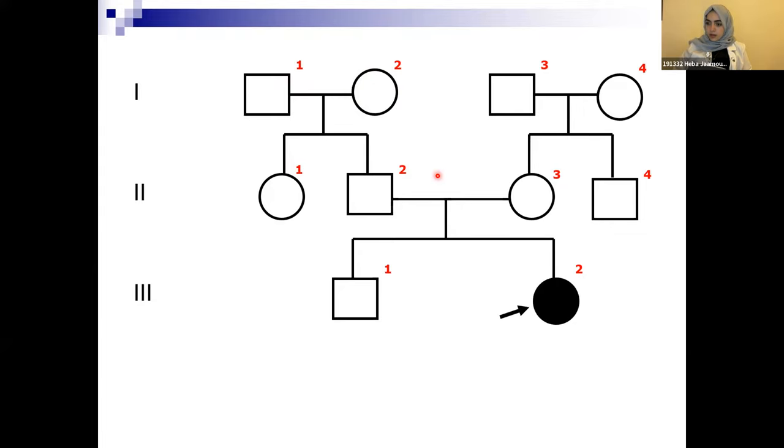marrying within a family. Okay, so this vertical line shows offspring. So we know that those two had an offspring of a female and a male, and then the male got married and they got an offspring that has this specific disease, this is our patient, our proband. And the number over here indicates the generations, and the number over here indicates the number of individuals. And again, we always start from left to right.